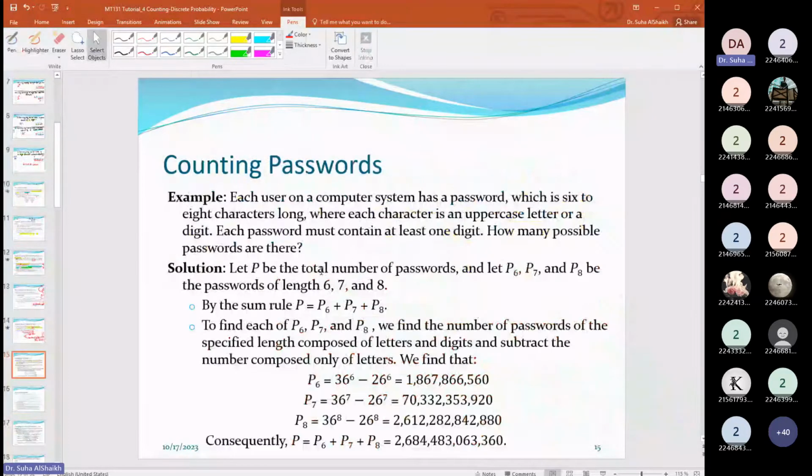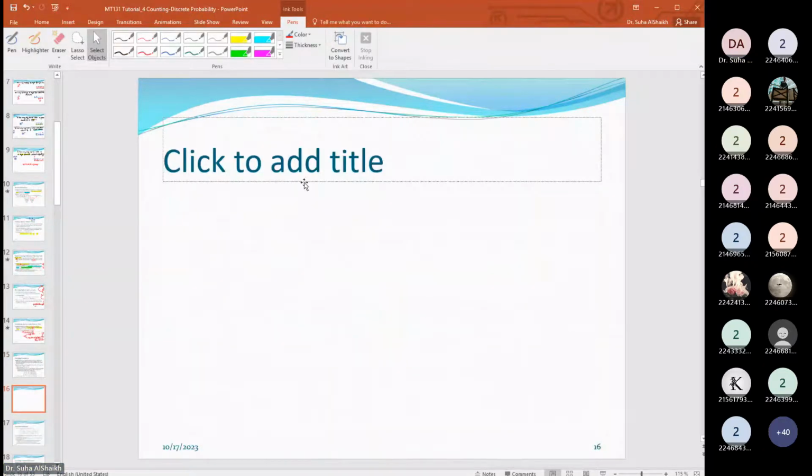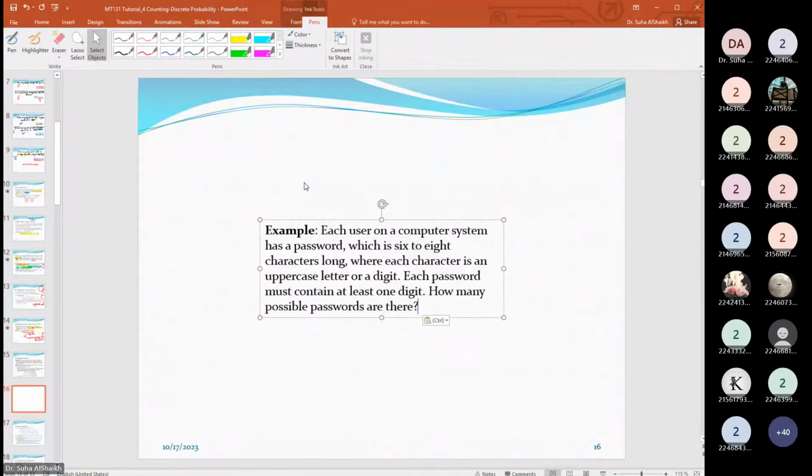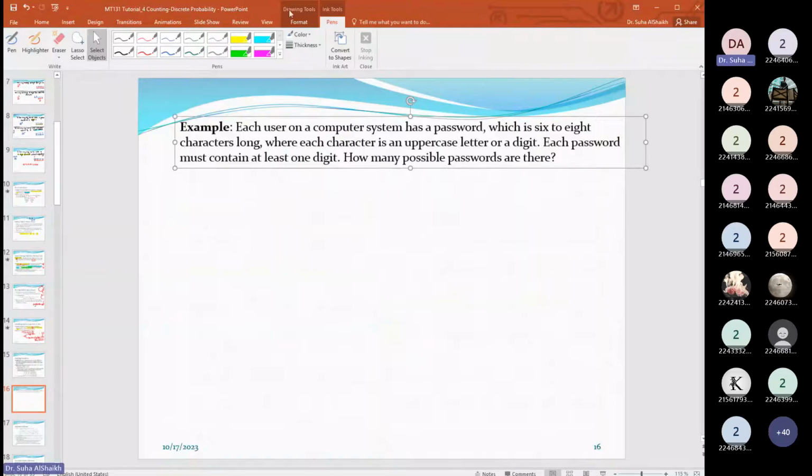Now we have the following example. I'm going to take this to the next slide. Let's solve it together here. Now, what do they say? Each user in a computer has a password. This password is 6 to 8 characters long. So each user has a password, and this password is from 6 to 8 in length.